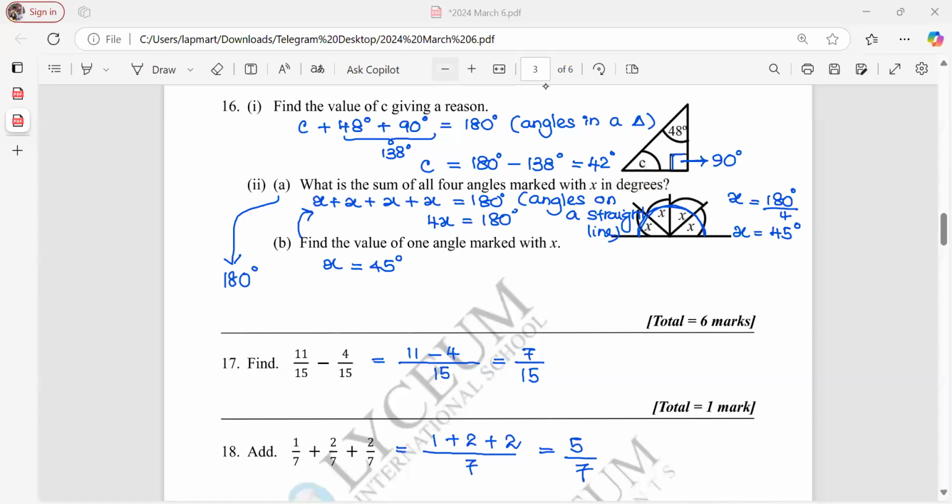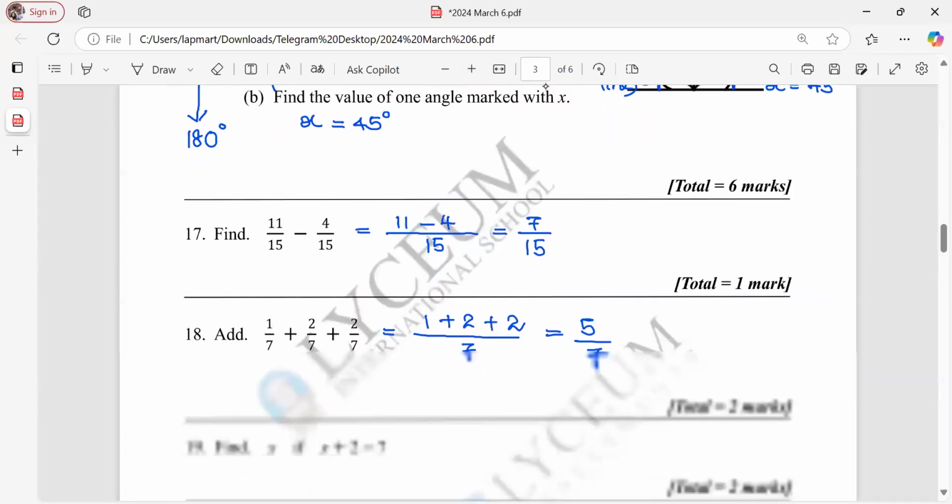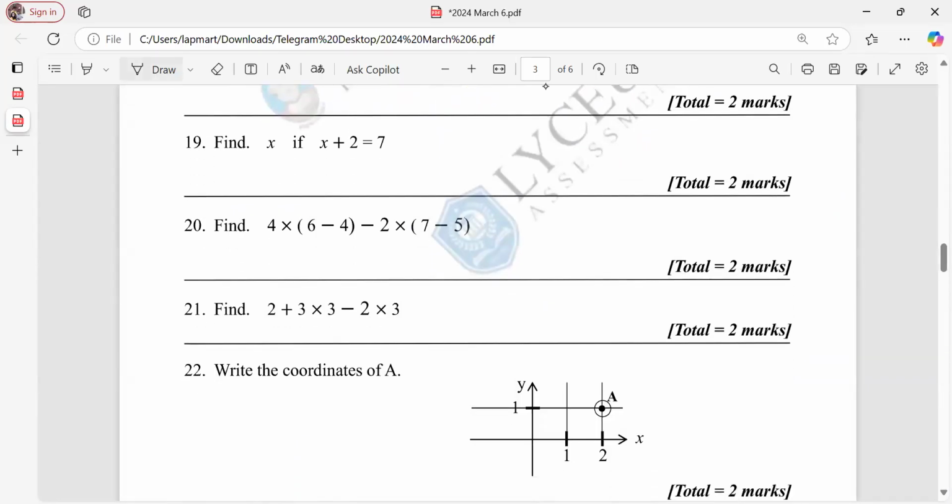Right. So then we will move to the next part, the next question. You want to find the x. So this is a very simple one. You keep x here and you bring the positive 2 to the other side. That becomes negative 2. So then the x is equal to 5.